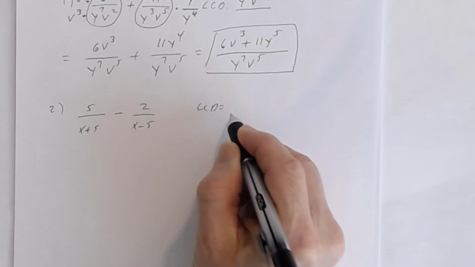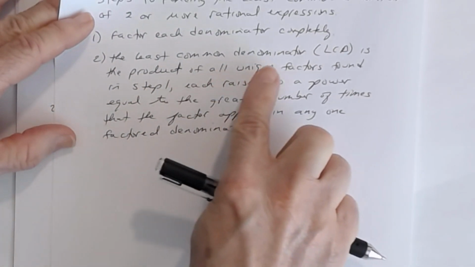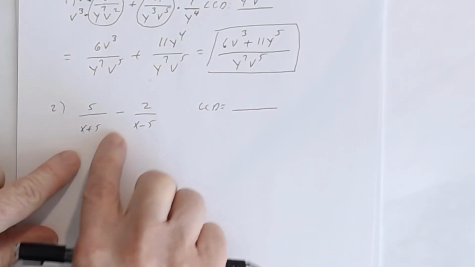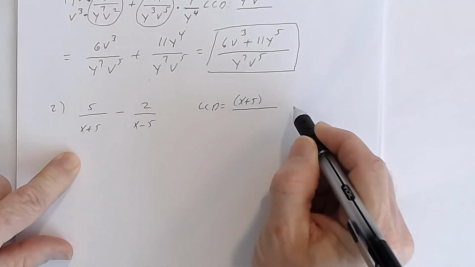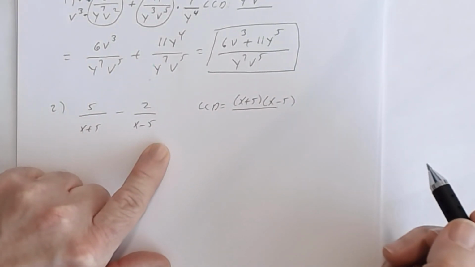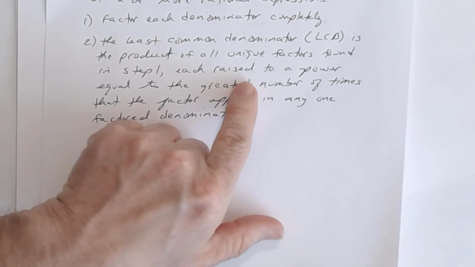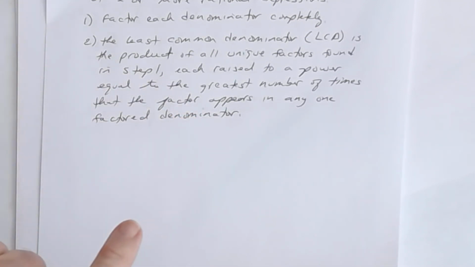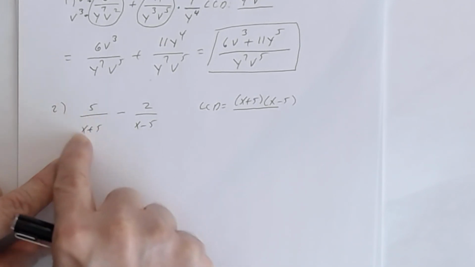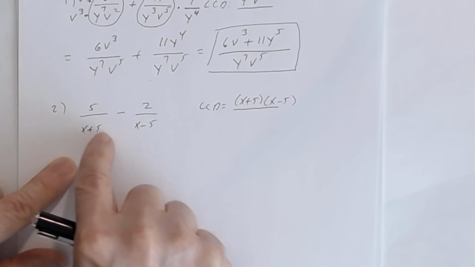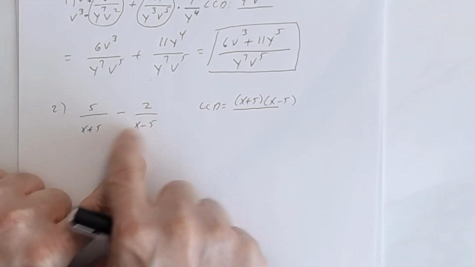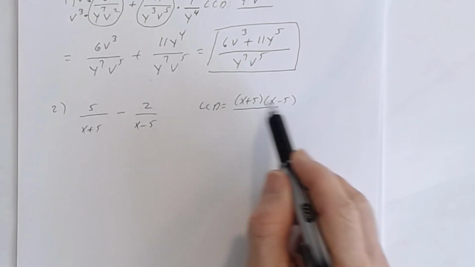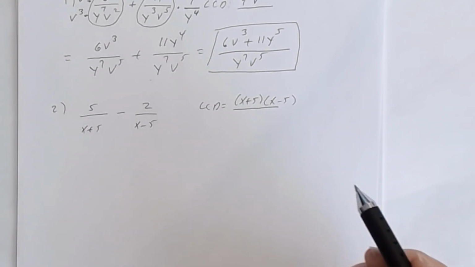Now to find the least common denominator, remember what it says. The least common denominator is the product, so multiplication, of all the different factors that you see. I see an x plus 5, so that has to be in my least common denominator. I see an x minus 5, that has to be in my least common denominator. Then each is raised to a power equal to the greatest number of times that factor appears in any denominator. So x plus 5 occurs once here and doesn't occur here, so I just need 1. X minus 5 occurs once here and doesn't occur here, so I just need 1. So that's your least common denominator. Make sure you put it in parentheses like I have, because it's two binomials multiplied together: x plus 5 times x minus 5.